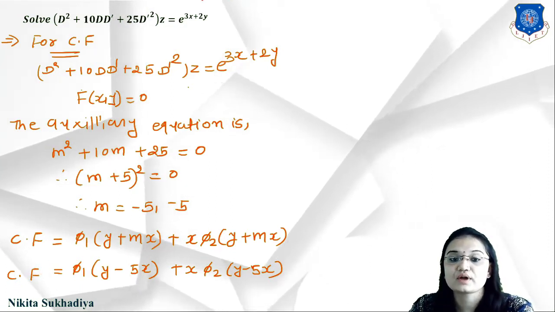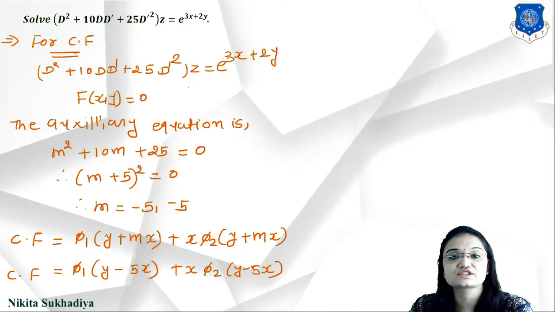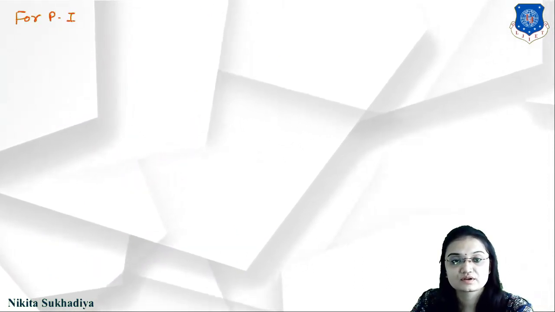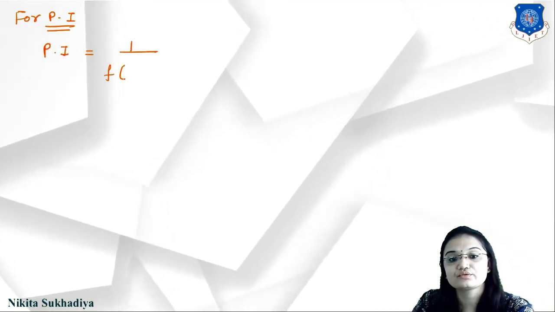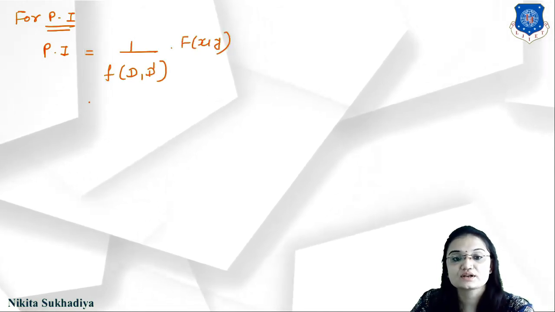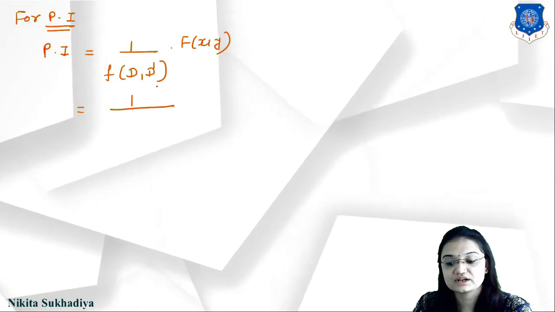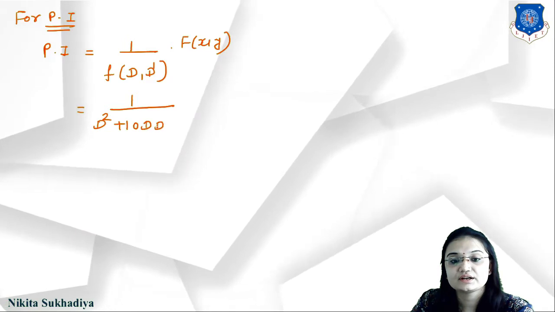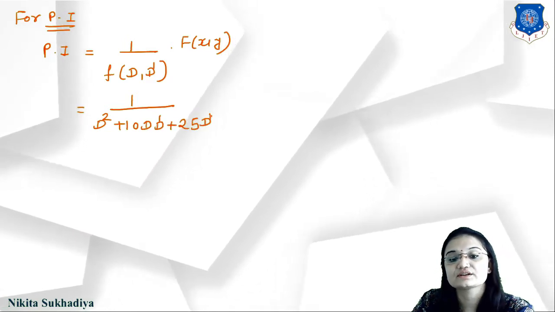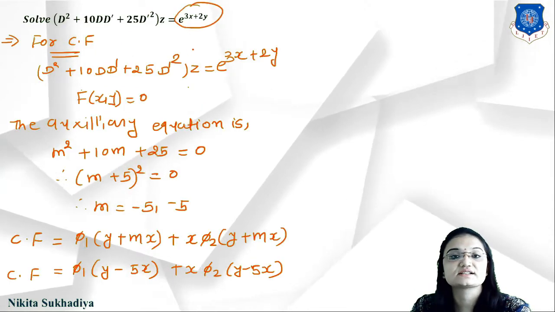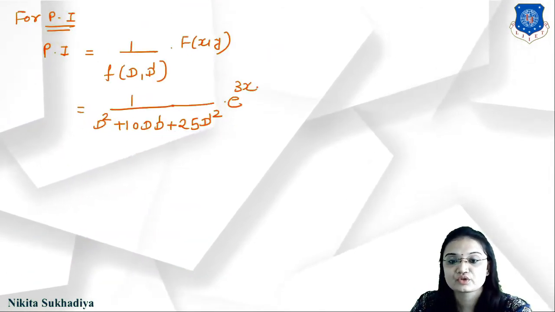Now we have f of xy, that is e raised to 3x plus 2y. For particular integral we have particular integral is equal to 1 upon f of D, D dash into f of xy. Here we have 1 upon f of D, D dash, that is D square plus 10 D D dash plus 25 D dash square, into f of xy. This one is our f of xy, that is e raised to 3x plus 2y.